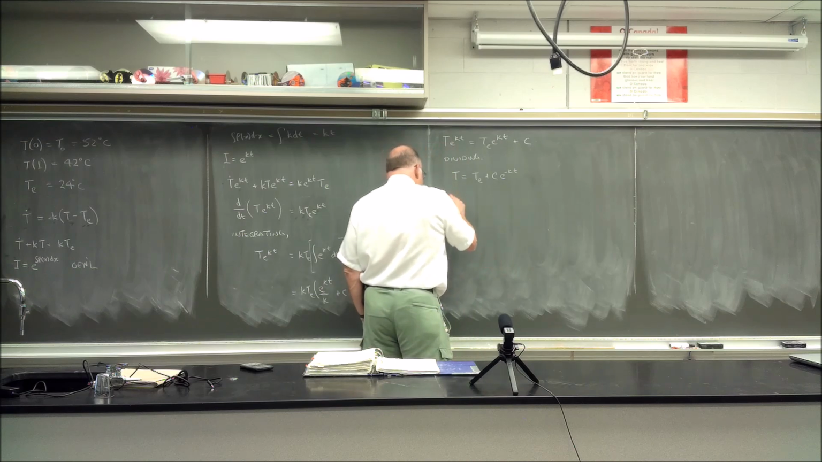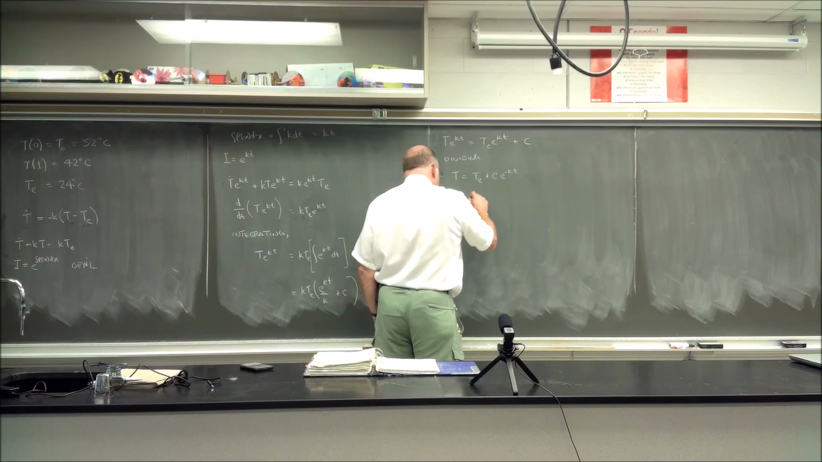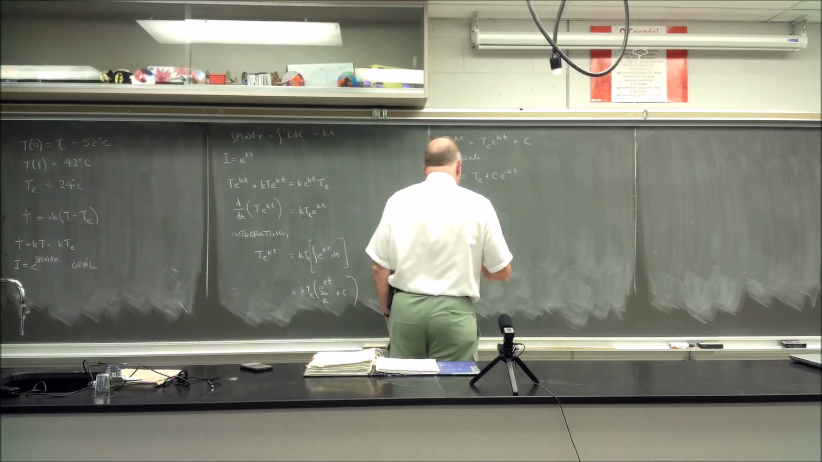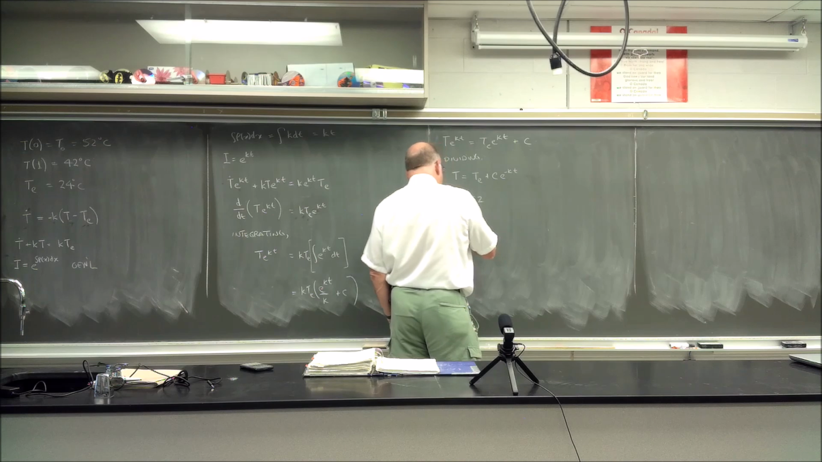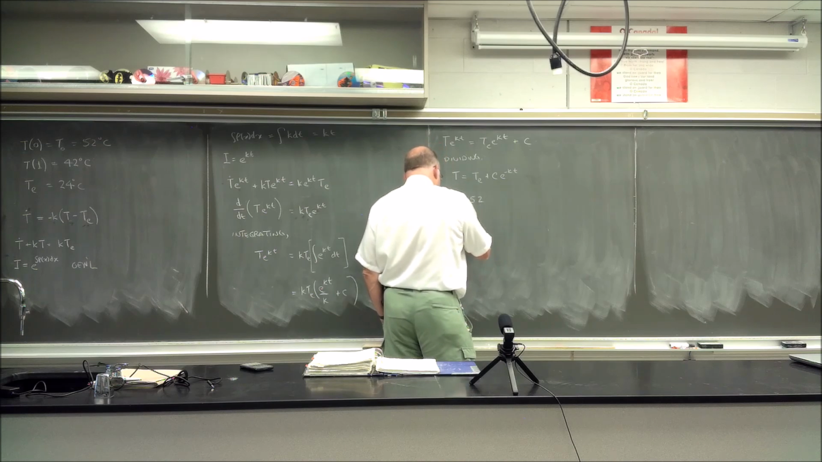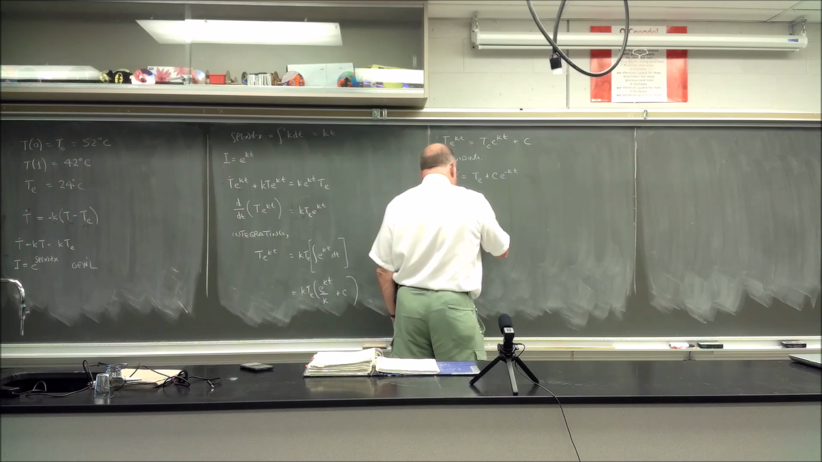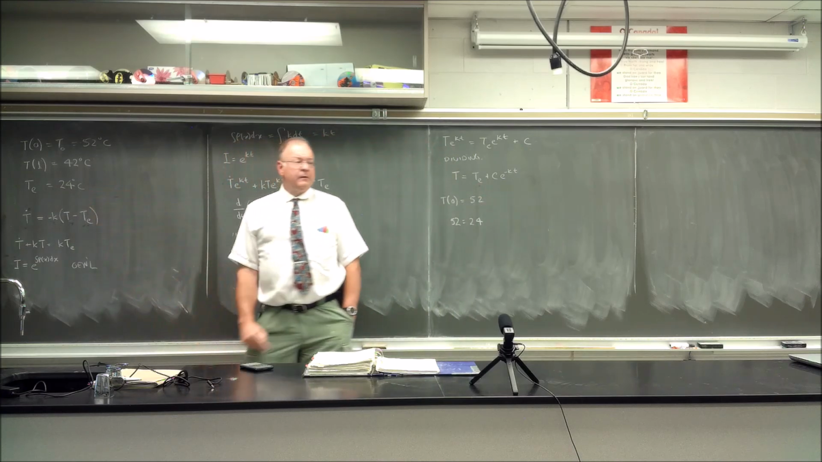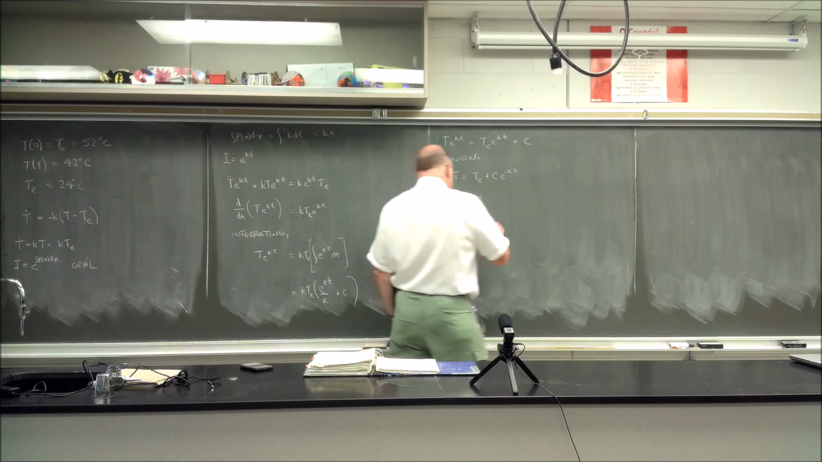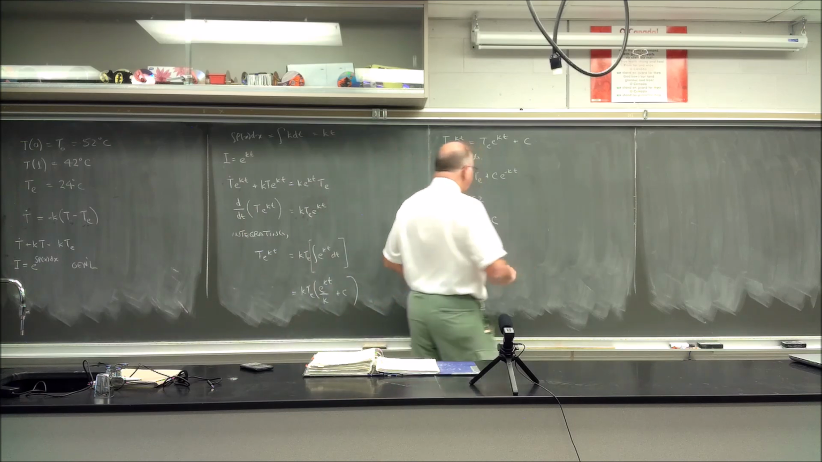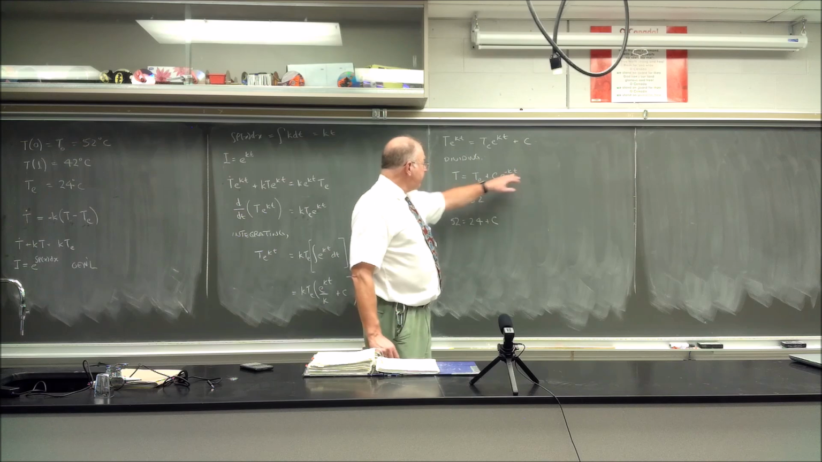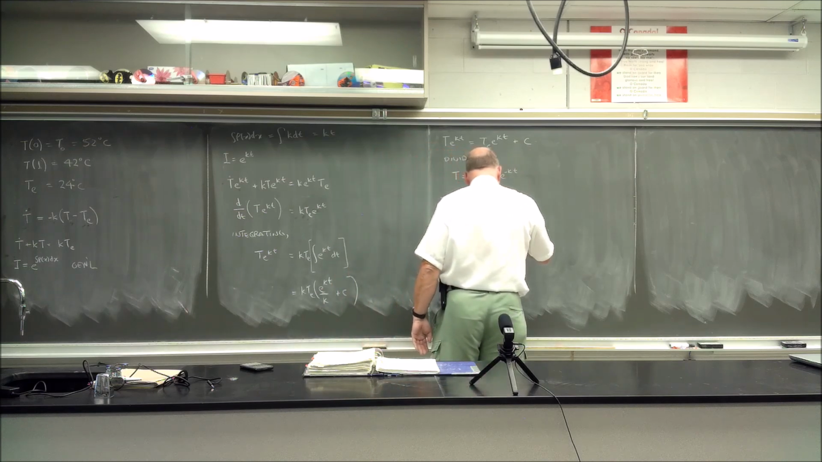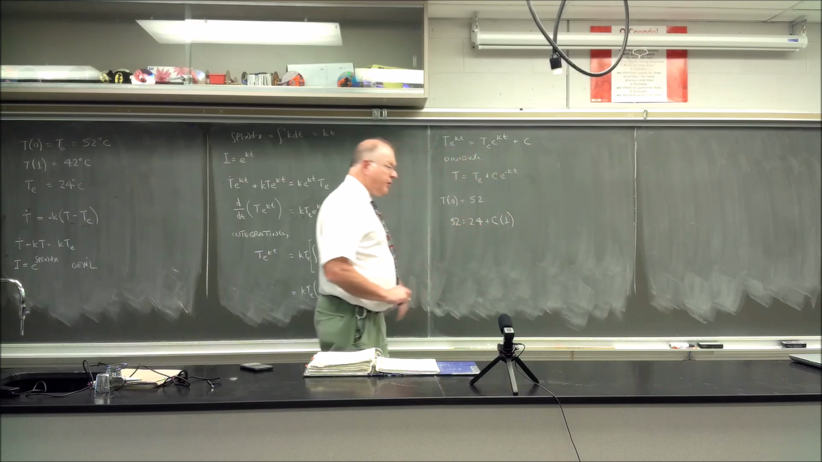So t of 0 is equal to 52, I believe. There we go. And so that means then that 52 is equal to 24, which is the temperature of the environment. Okay. Plus c. Now, e to the minus kt, well, t is 0. That's going to make this whole thing 1. So that makes c 28.